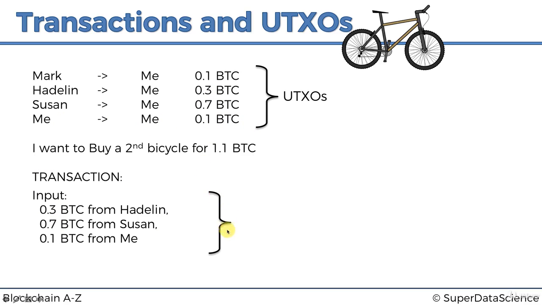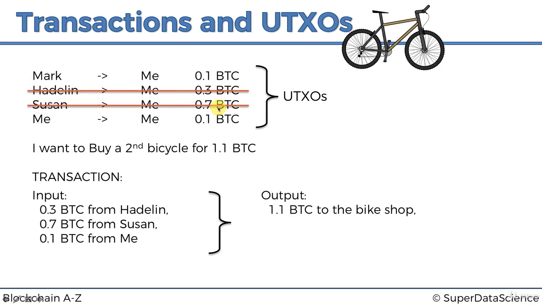And now the output, as you can see, the total is exactly what we need. The output is all going to go to the bike shop. There's nothing left, so we don't need to add any additional outputs. There's no change to send to ourselves. And that's it. That's how we're going to structure the transaction. And once this transaction goes in the blockchain, these will no longer be considered UTXOs, because it will be obvious that this transaction later fed into this transaction, and this one fed into that one. So there no longer is anything left.